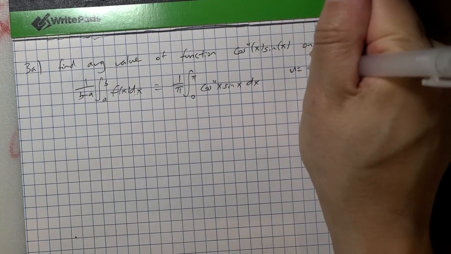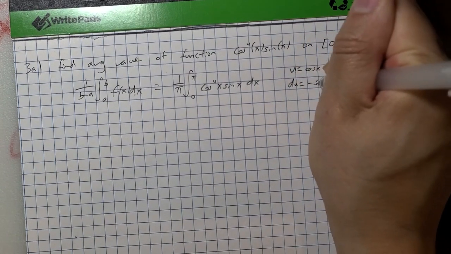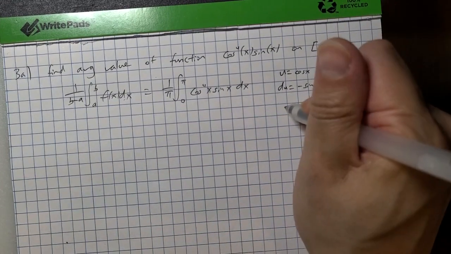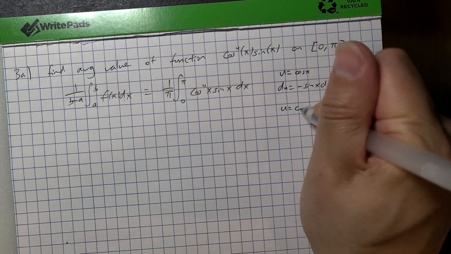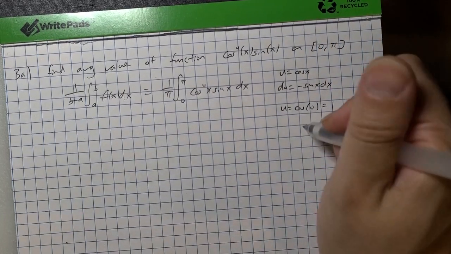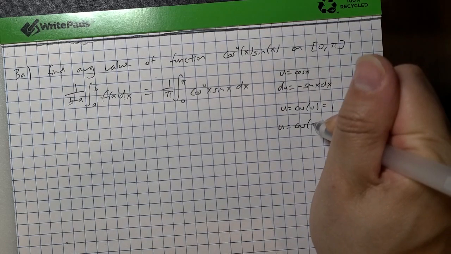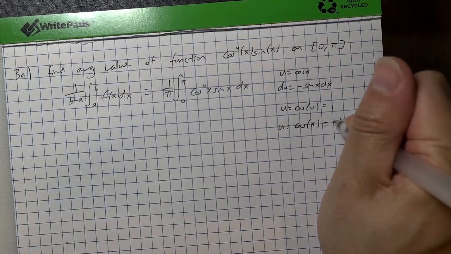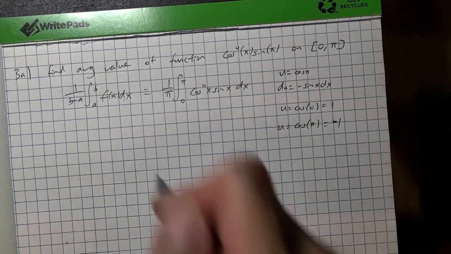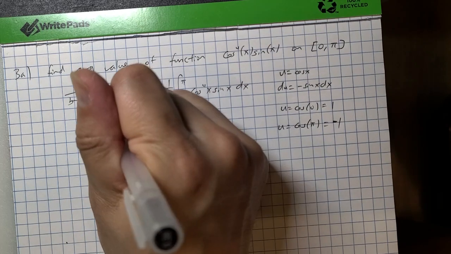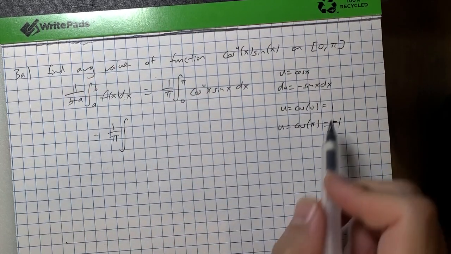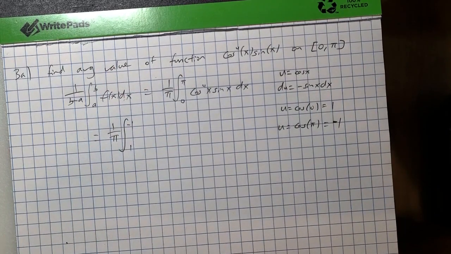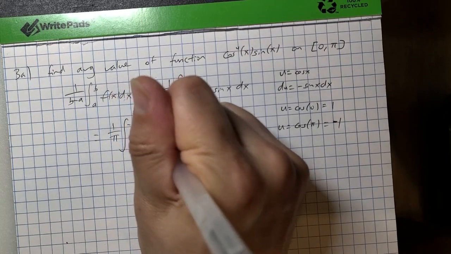We let u be cosine x, du is minus sine x dx. So let's change the limits of integration now. If x is 0, u would be cosine of 0, which is 1. And if x is pi, then u is cosine of pi, which is minus 1. Hopefully you can see that minus sign. So this becomes 1 over pi integral from 1 to minus 1 of u to the 4th times minus du.